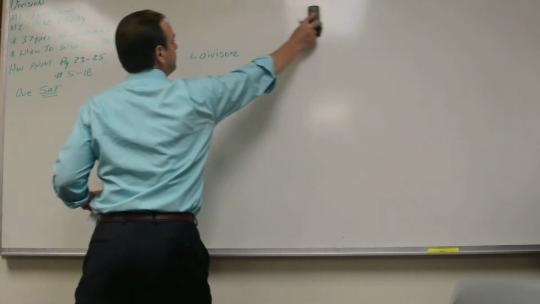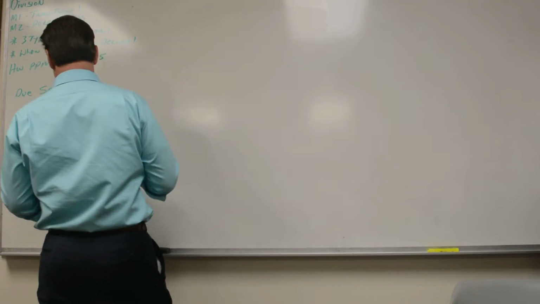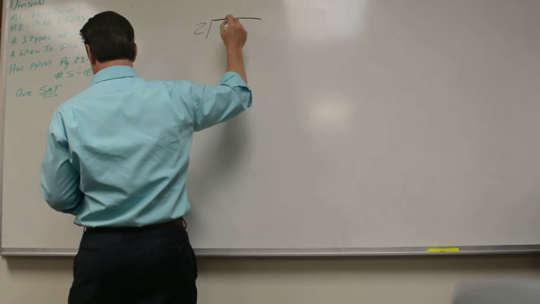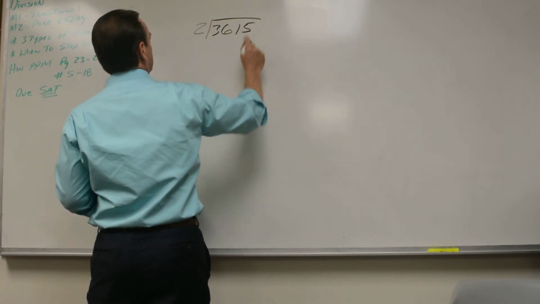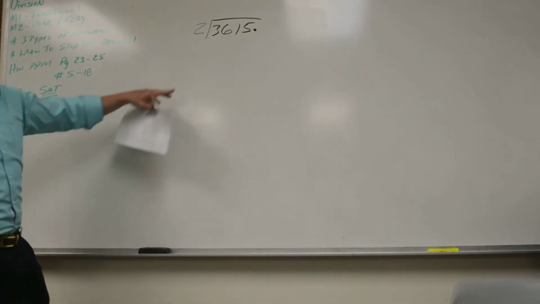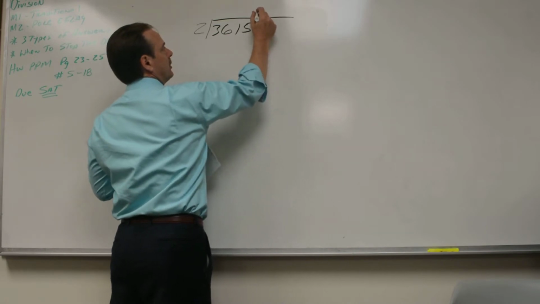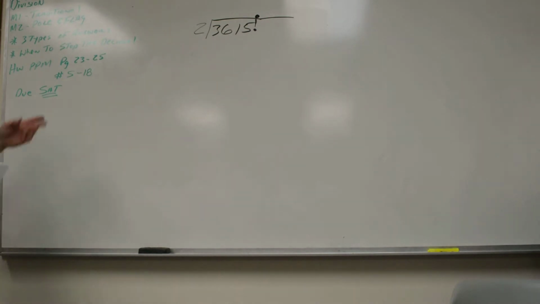I'm going to start out with a problem here. We'll put the decimal point there. Whenever you have a decimal point in your dividend, you just project it directly up into your quotient. So this is directly in line. All right, we're going to use the traditional method this way.